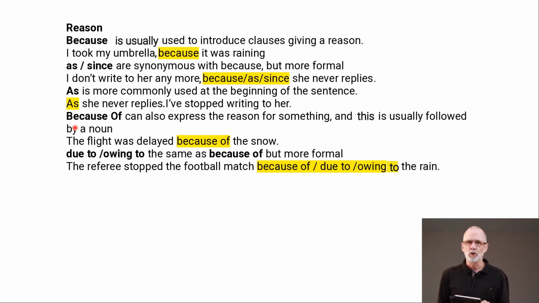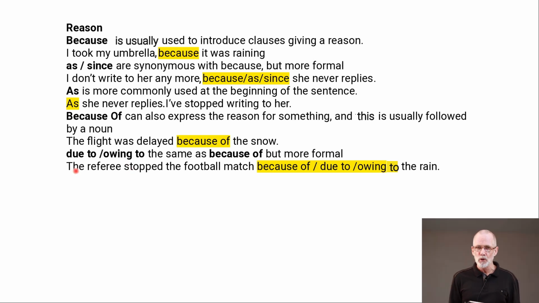We also have because followed by the preposition of, which can be used to express the reason for something and is usually followed by a noun. For example, the flight was delayed because of the snow. Here, because of is followed by a noun, the snow. If I wanted to follow it by a clause, I would say the flight was delayed because it was snowing without the preposition of. But here, because I want to follow it with a noun, I say the flight was delayed because of the snow.